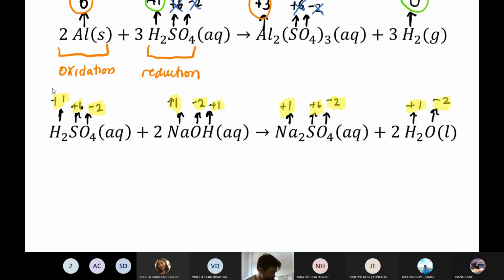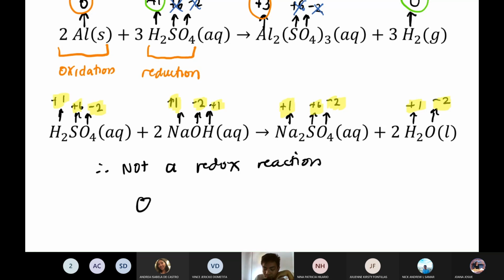Okay. Question. Is this a redox reaction? This is not a redox reaction. Okay? Not a redox reaction. Why? Bakit hindi siya redox reaction? Kasi yung ating oxidation numbers hindi nagbago. Okay? Did not change. Hindi nagbago yung mga oxidation number natin eh. Ibig sabihin, hindi to redox reaction.